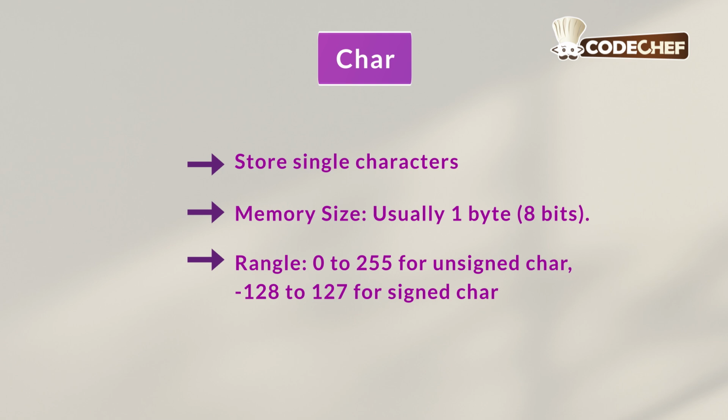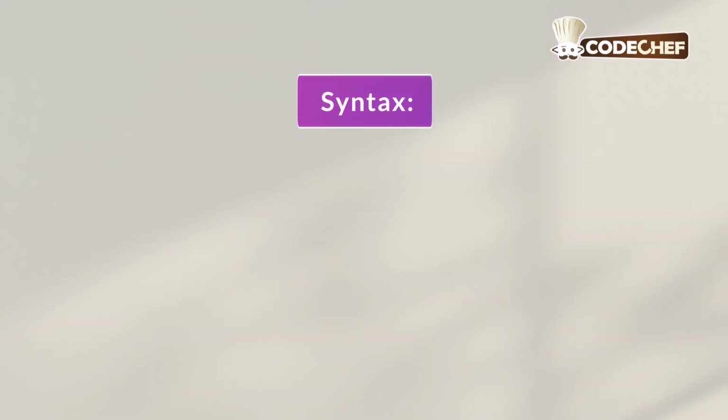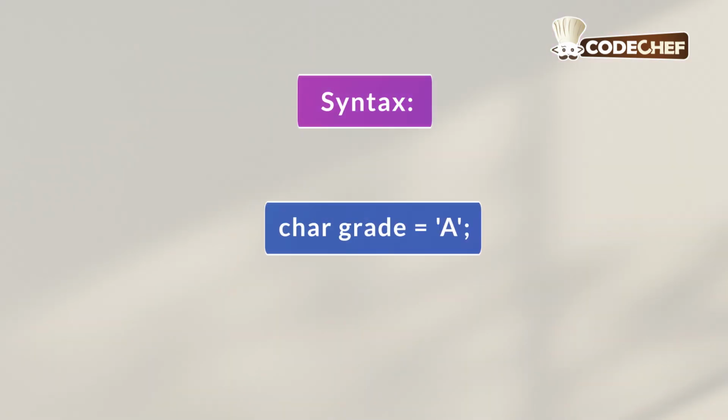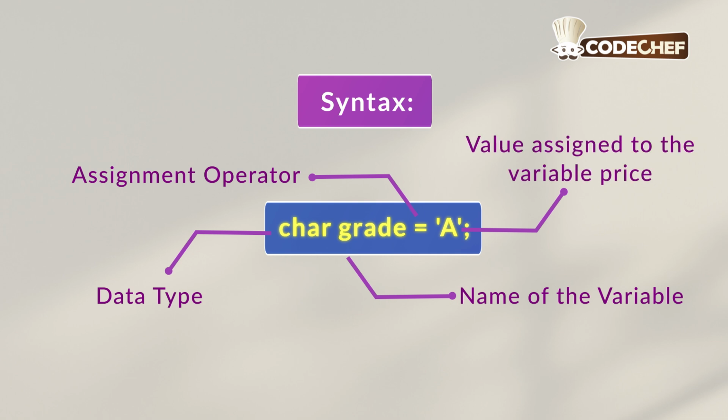When I talk about value, a char can store letters like A, B, digits like 0, then punctuation marks like exclamation, comma, or any other single symbol. Coming to the syntax of this data type, char grade = 'A'; So here char is the data type, grade is the name of the variable, = is the assignment operator, and then A is the value assigned to the variable grade.